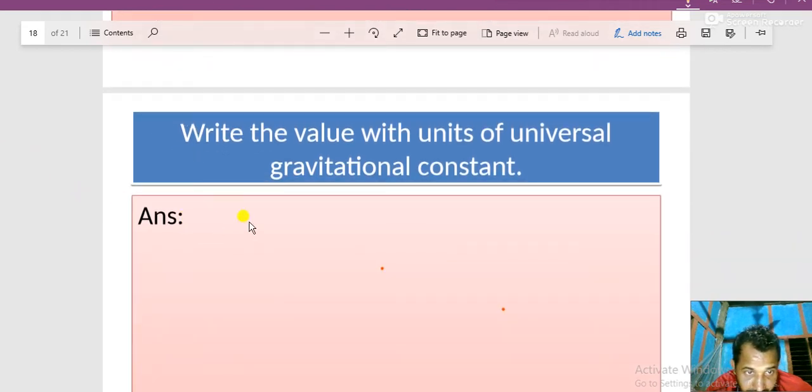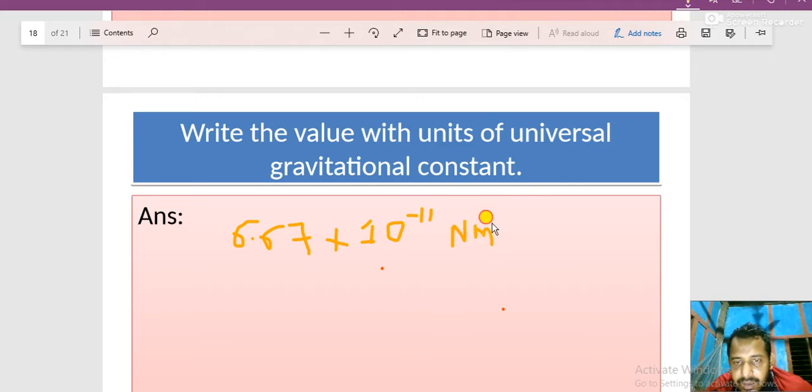This is your homework, and you have been learning it. I have told you to mug up 6.67 into 10 power minus 11, and the unit you can write is Newton meter square per kg square. How I am writing the unit, I can tell you. This is an easy thing.